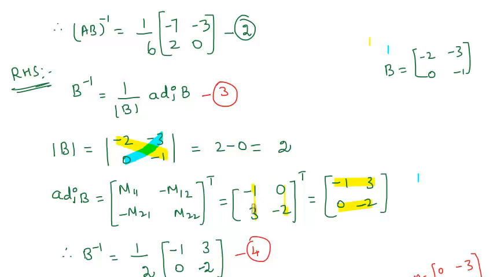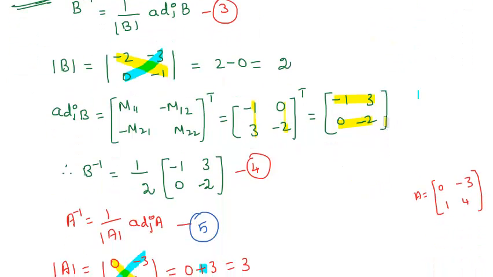So this is your minor value, right? This is not your adjoint of B. So you have to take a transpose. How do you take a transpose? You have to interchange the rows and columns. So I am interchanging the first column into my first row, and the second column into my second row. So this is your adjoint of B.